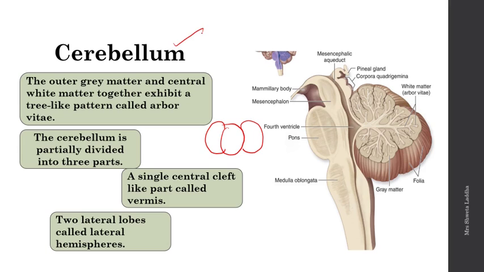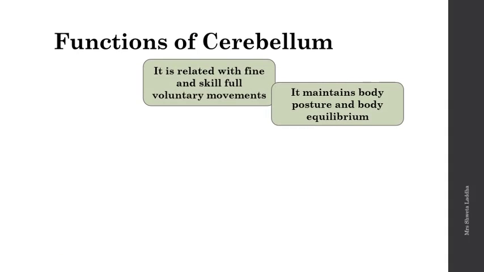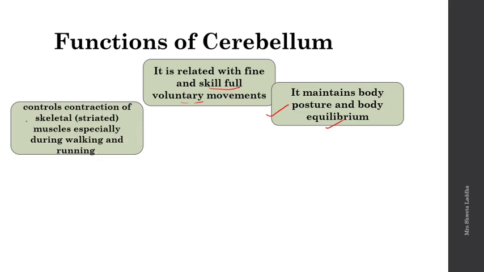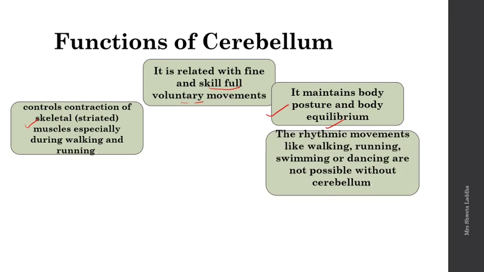And always remember, students, cerebellum is a solid structure. It does not have any ventricles inside it. It is not having any cavity inside it. What is the function of the cerebellum? It is related with all skillful movements, voluntary movements. It is helping in maintaining body posture, body equilibrium. It controls the skeletal muscles, especially when you are dancing, walking, running. All your striated muscles or skeletal muscles are controlled by cerebellum. It controls rhythmic movements like walking, running, swimming, dancing, and it is not possible without cerebellum.